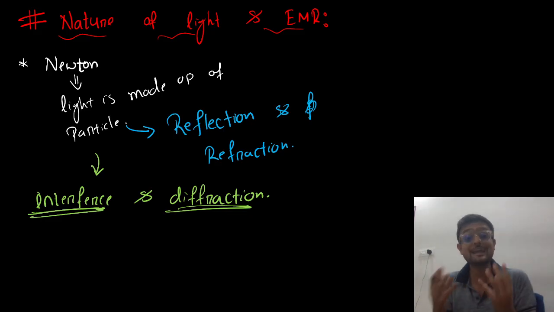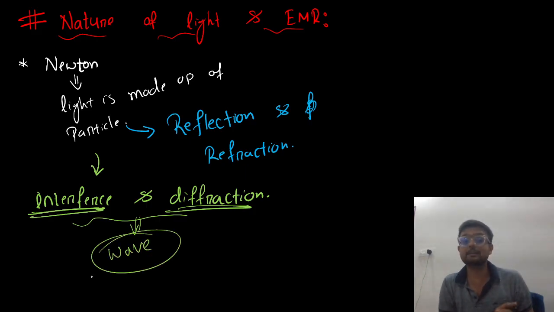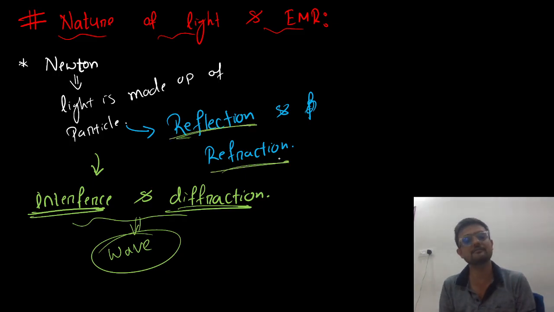But why is it showing this? Newton was unable to explain this. Newton had no idea, no clue why light was showing interference, why it was showing diffraction. The reason is that to prove this, light should behave as a wave. Light has to act like a wave. If light does not work as a wave, you cannot explain the interference concept, you cannot explain the diffraction concept. But according to Newton, light was a particle, and if it is a particle, light will have reflection and refraction. These are the only two things, right?